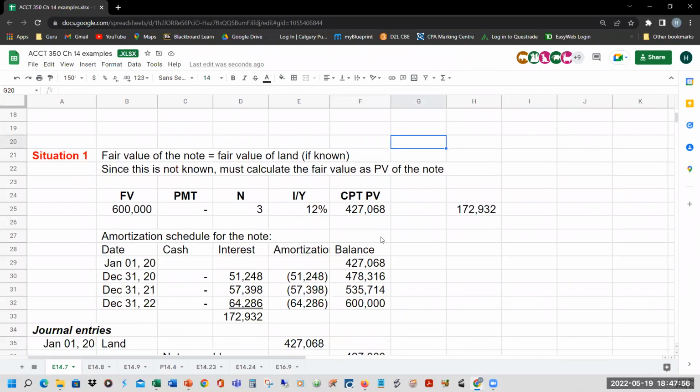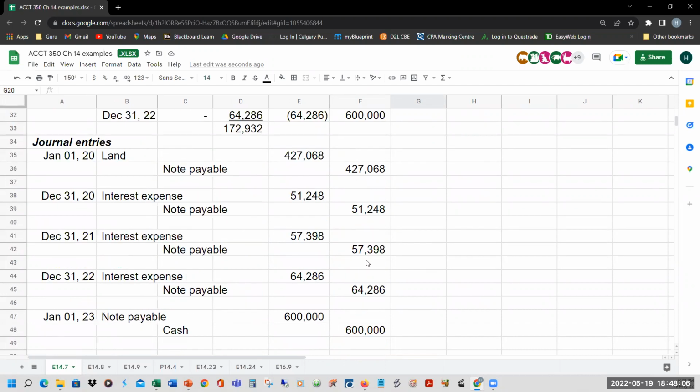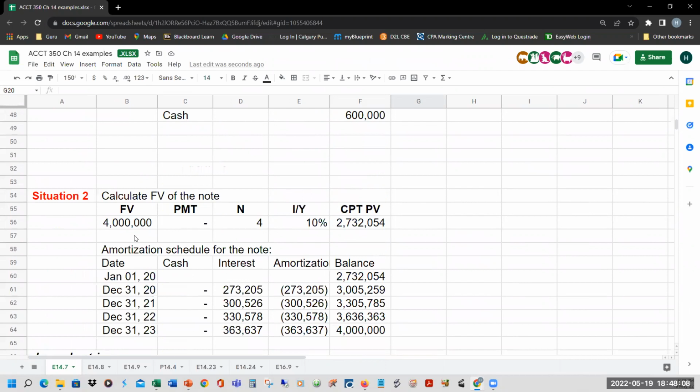Do we all know how to calculate present value, et cetera? Yes. Okay. So for this second note, that's basically what we have. Face value is $4 million. There's no payment because it's still a zero interest bearing note, to address Kyle's point there.